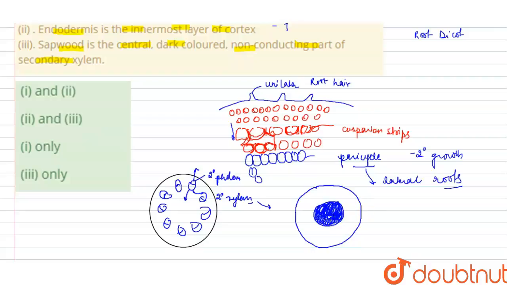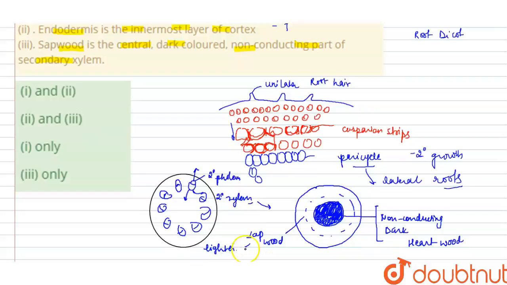And this area becomes the non-conducting area. It becomes darker in color, and this area is known as the heartwood. This is the heartwood, and the area that surrounds the heartwood is known as the sapwood, and this is comparatively a lighter area. And it is a conducting area.